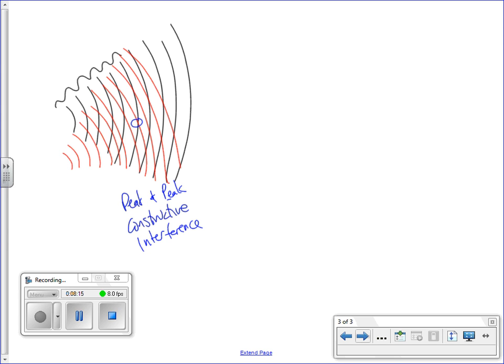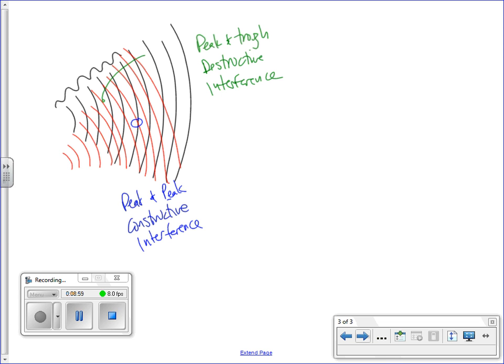A little bit harder to tell, but say right here. Notice that's a peak right between two peaks. So that would be a peak and a trough interfering, and that would be destructive interference. Okay? If two sounds are interfering constructively, the sound gets louder. If they're interfering destructively, the sound gets quieter. If it's two light sources interfering constructively, the light gets brighter. If they interfere destructively, the light gets dimmer.